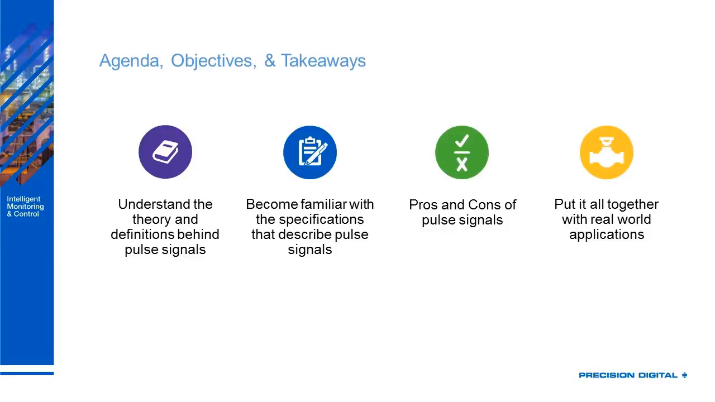First, why don't we take a look at what the agenda of today is and really what our objectives of this webinar are and what we hope that you, the audience, will have as takeaways from this. The first thing we want to do is give you a basic understanding of the theory behind what process pulse signals are. In general, we found that a lot of people understand signals like 0 to 10 volts or 4 to 20 milliamps, but there's a lot of confusion around pulse signals and what all the terminology means, and we hope to set you on the right path to understanding those a little better.